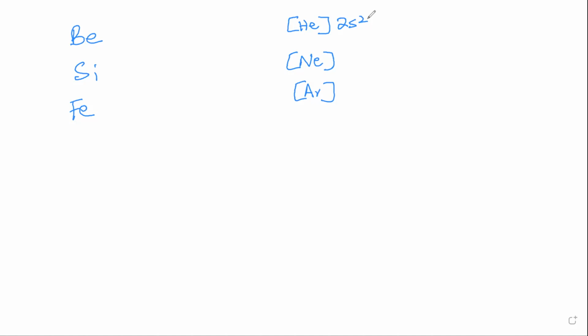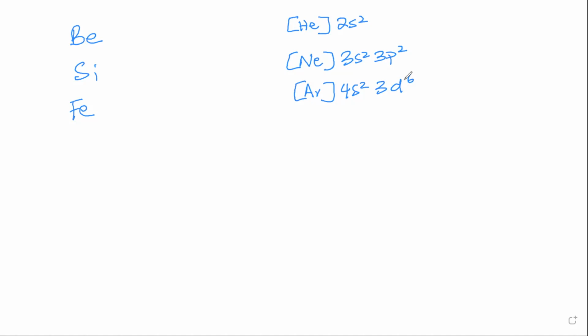Then for silicon, instead of starting from 1s2, as we normally do, we start from neon. Neon, which we have, and we continue 3s2, then 3p2. Then for iron, instead of starting from 1s2, you start from argon, then you continue 4s2, 3d6. That's a tricky one. D starts from energy level 3. You see that? You're done.